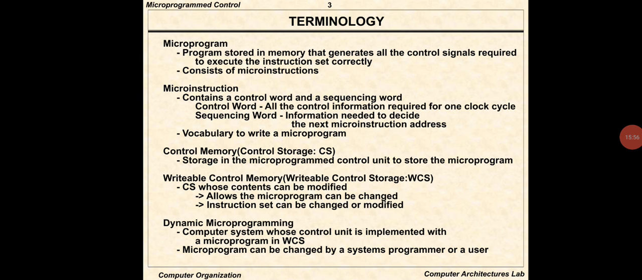So that is nothing but a WCS. Next comes dynamic microprogramming. Dynamic microprogramming is nothing but a control system whose control unit is implemented with a microprogram in WCS. A microprogram can be changed by a system programmer or a user. So dynamic microprogramming is nothing but a computer system whose control unit is implemented with a microprogram in WCS.